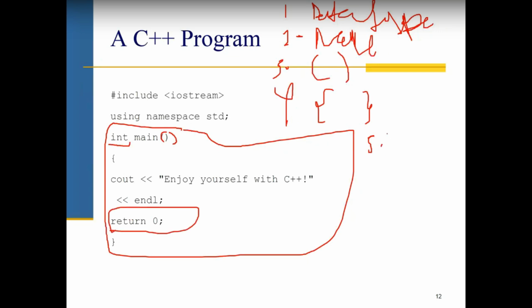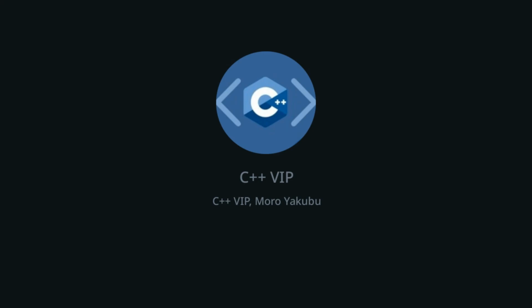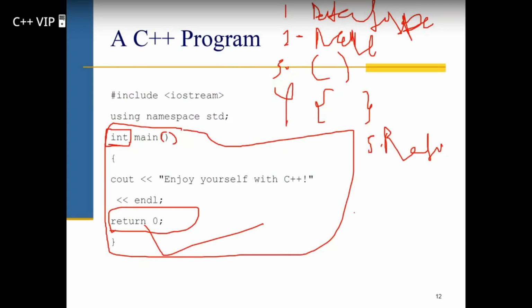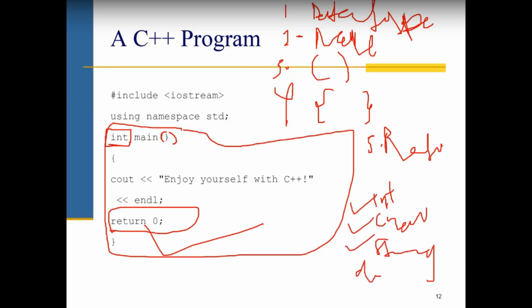I'm going to explain this return. Please pay attention. Return only shows up when the function has a primitive data type. What do I mean by primitive data types? Primitive data types are data types that are already in the programming language, like int, char, string, double, float. Those came with the programming language. Those are called primitive, or we say predefined data types.